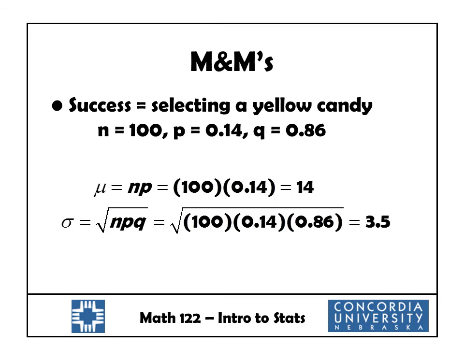So we can use our formulas for the binomial parameters to calculate mean mu and standard deviation sigma. Mu is 100 times 0.14, which is 14. Sigma is the square root of 100 times 0.14 times 0.86, which is 3.5. So a mean of 14 means that we would expect to get 14 yellow candies in a group of 100.